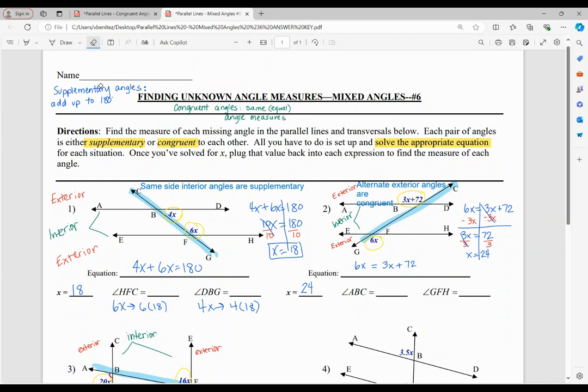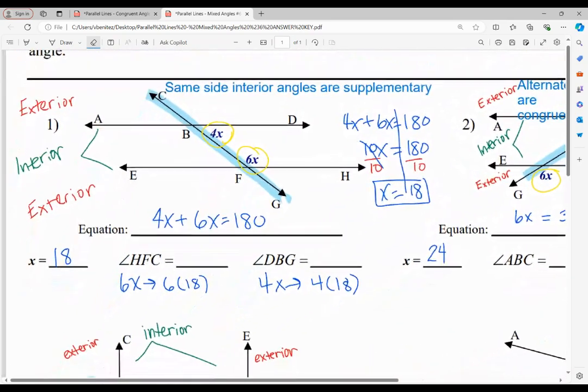So reminder, supplementary angles are angles that are next to each other that add up to a straight angle, which is 180 degrees. Congruent angles are two angles or more than two angles that have the same angle measure or that are equal. So let's look at number 1.